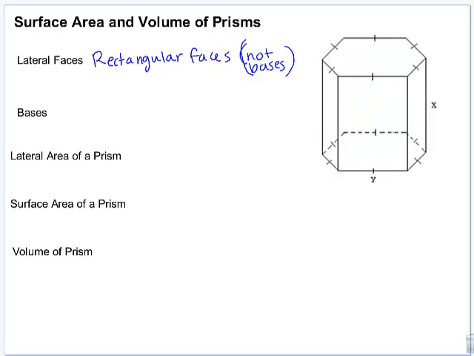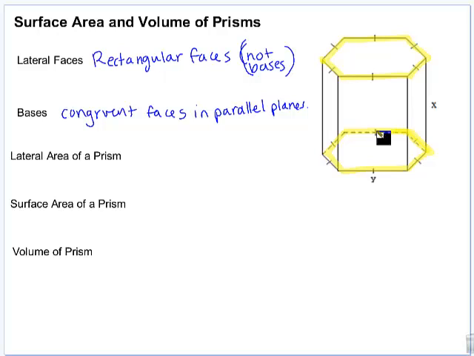Bases. The bases of our prism are the congruent faces in parallel planes. So we're going to look for the two sides of our prism that are parallel to one another and that have the identical shape. As you can see, we have a hexagon and a hexagon. They are parallel to one another and they are congruent. The base is always going to be whatever shape you're using to identify your prism. Since our base is a hexagon, we call it a hexagonal prism.